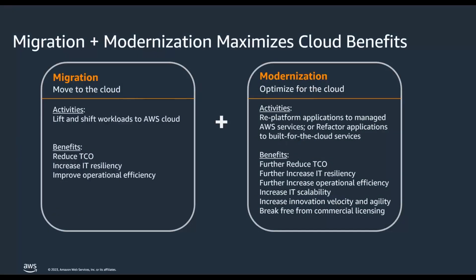To summarize, migration and modernization are both important to maximize the benefits of the cloud. Both have significant benefits, including cost saving, improved agility, resiliency, and scalability. In addition, modernization optimizes your application and workload for the cloud by replatforming using AWS cloud-based and managed services or refactoring to build them for the cloud. These services handle the heavy lifting of infrastructure, allowing you to focus on your core business logic, workflows, and data.